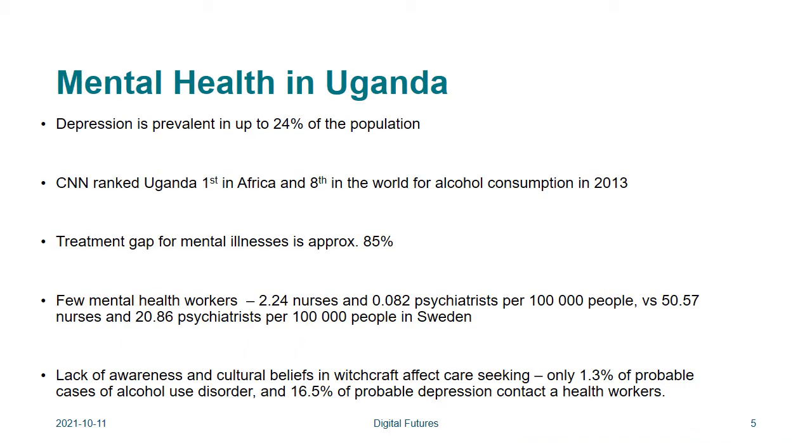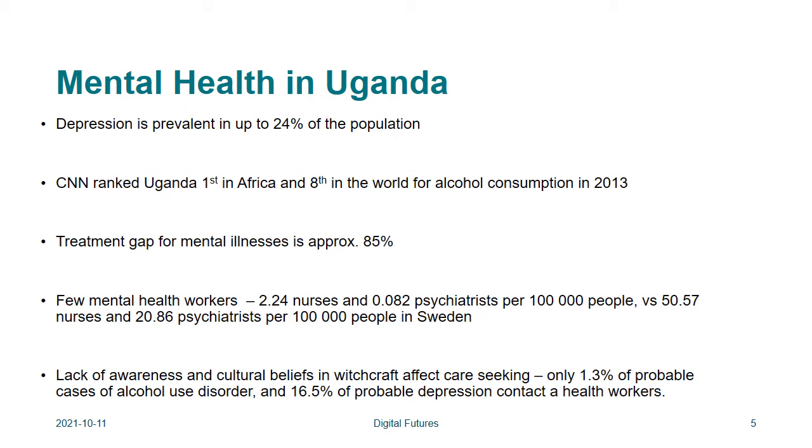In Uganda, the picture is not better. Depression is very prevalent. Some studies have indicated up to 24% of the population. Alcohol use is quite high. At some point, Uganda was ranked as the number 1 in Africa and the 8th in the world.